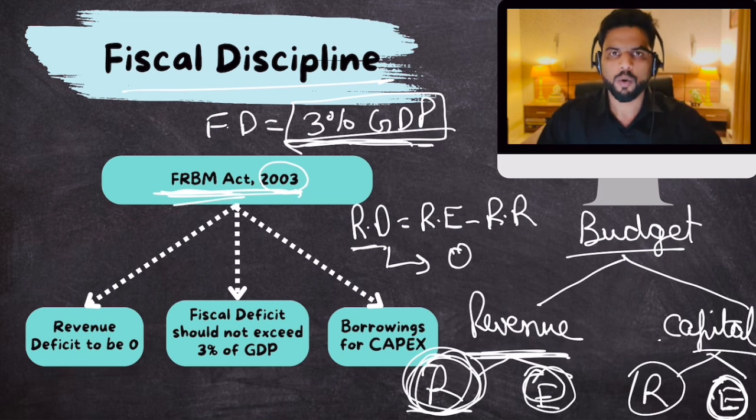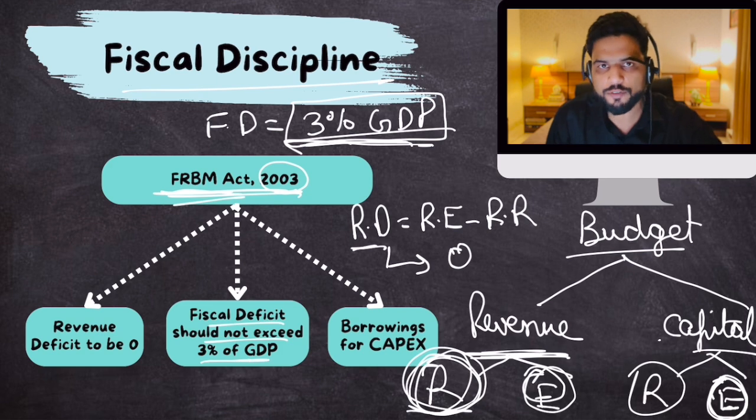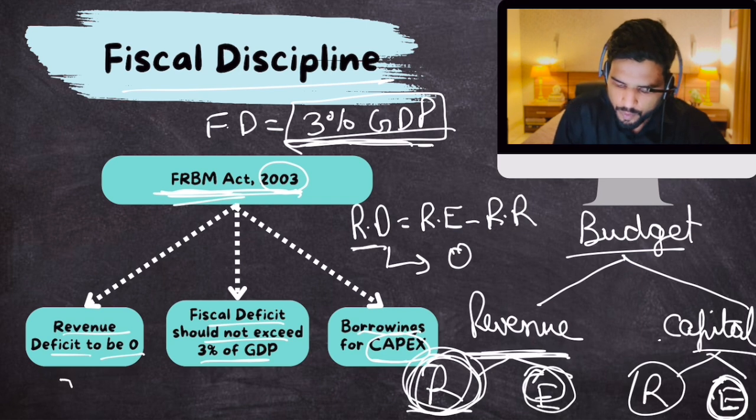Now, it is very difficult to follow the FRBM Act. No government has so far completely followed it. Yet, the targets set by the FRBM Act are: fiscal deficit should not exceed 3% of GDP, revenue deficit should be 0. So, all the borrowings should be to finance CAPEX. CAPEX is short form for capital expenditure.